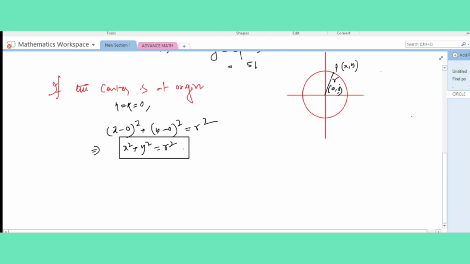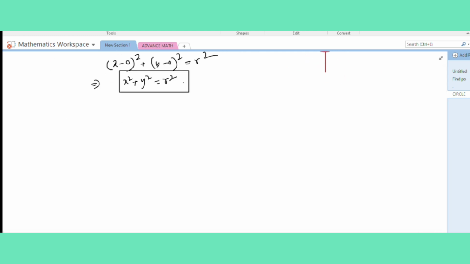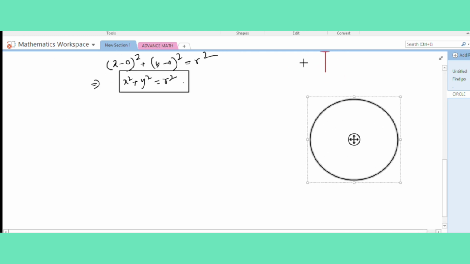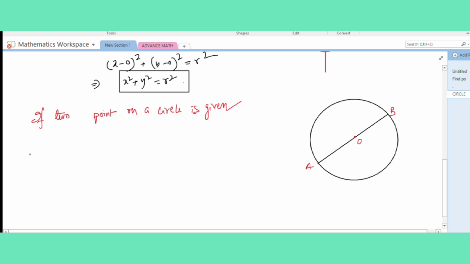Now one more thing that we need to discuss here: if one circle is given to you and a diameter is given, here this is the diameter, and this diameter has the endpoints A and B. That means if two points on a circle are given, or a circle passes through 2 points, then how can we find the equation of the circle?